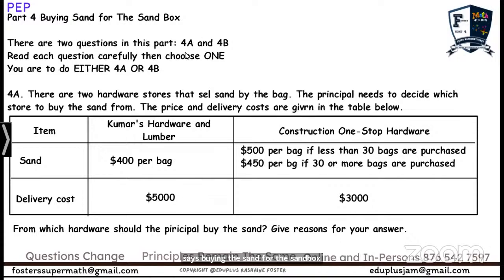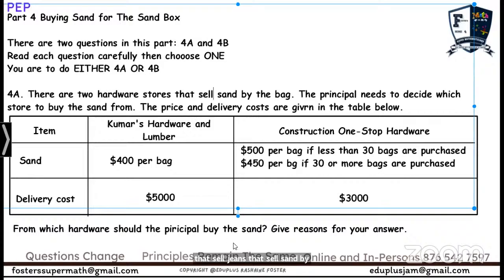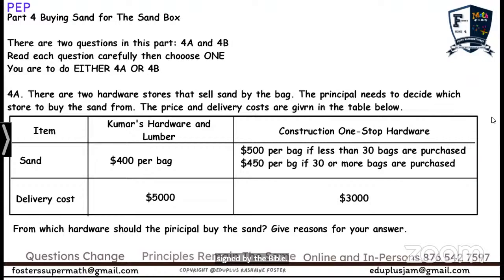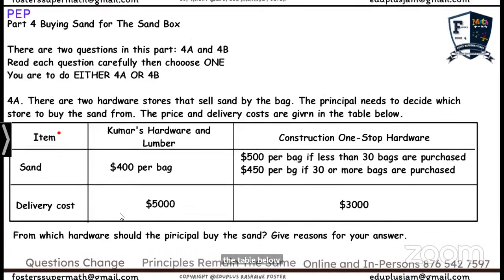There are 2 questions in this part, 4A and 4B. Read each carefully. So 4A, there are 2 hardware stores that sell sand by the bag. The principal needs to decide which store to buy the sand from. The price and delivery costs are given in the table below. From which hardware should the principal buy the sand? Give reasons for your answer.